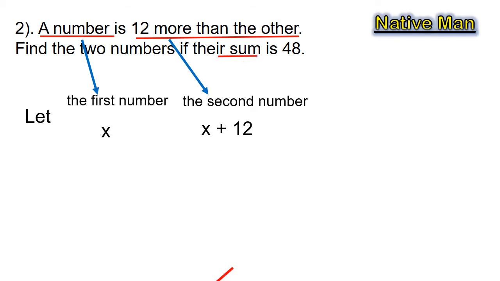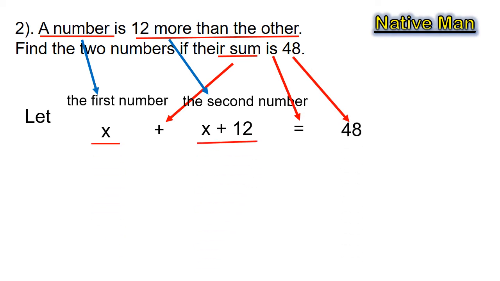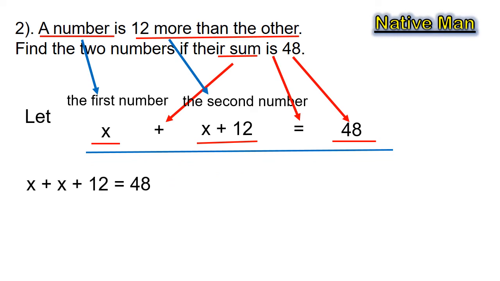So, when you say sum, that is plus. So, ipa-plus daw po natin yung first and second number. Kaya plus po dyan is represented by equal sign is equal to 48. Ano po? So, our first number is x. Second number is x plus 12. That is equal to 48. Now, that is our equation. Ano po? If you write, pagtabi-tabihin po natin, so x plus x plus 12 is equal to 48.